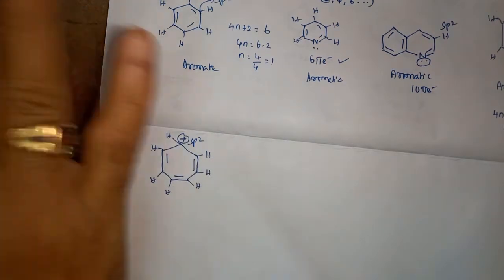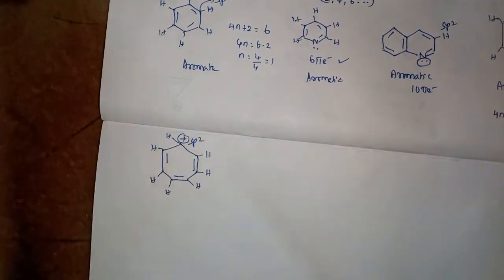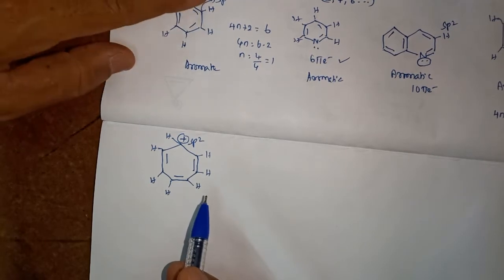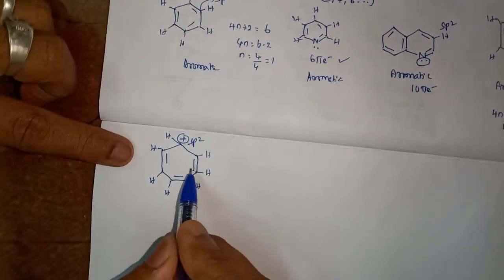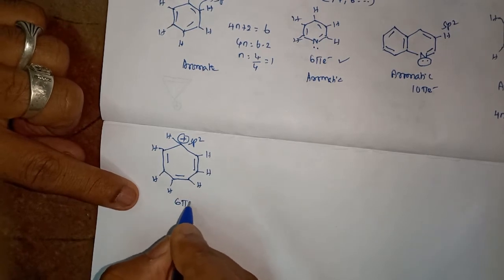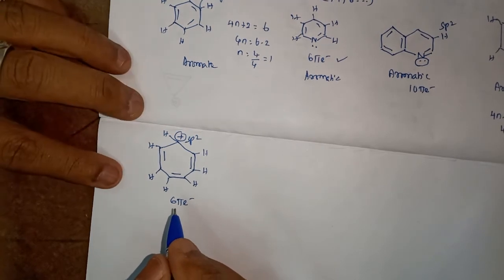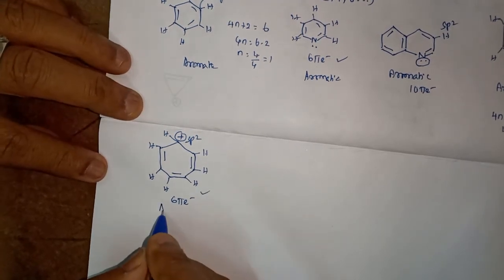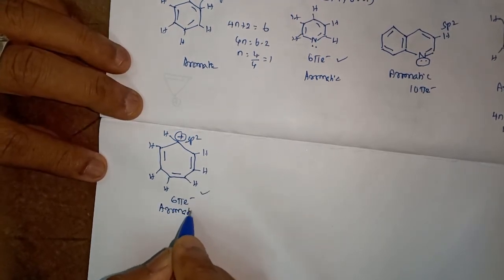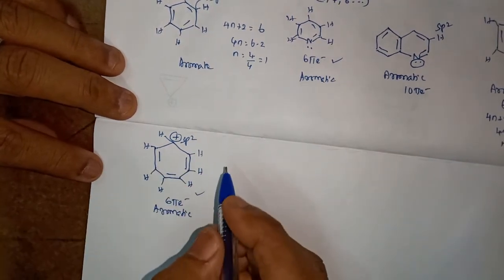Then you come to whether it obeys 4n plus 2 or not. To know whether it is obeying 4n plus 2, don't go into the formula. You see the number of pi bonds, odd number. How many? 1, 2, 3. 3 pi bonds means 6 pi electrons. So 6 pi electrons means it must belong to aromatic. It is aromatic. So in this way we can find out.